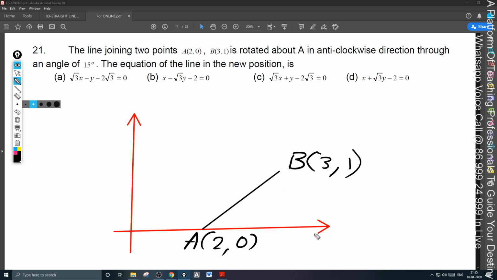Let us understand what angle is made by this line with the x-axis in the positive direction. You can say the slope is 1: y2 minus y1 by x2 minus x1, that is 1 minus 0 by 3 minus 2, which is 1. You can verify through the slope also if the options are different. So tan θ is 1, which means θ is 45 degrees.